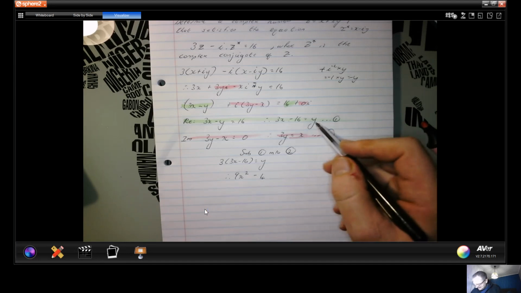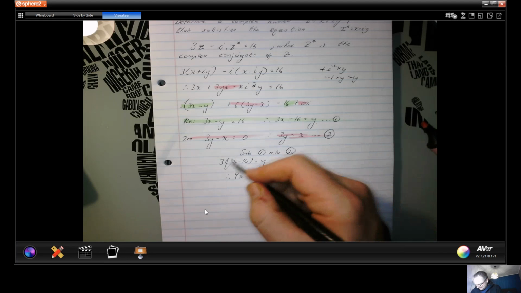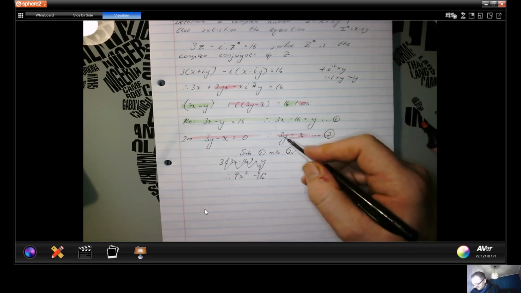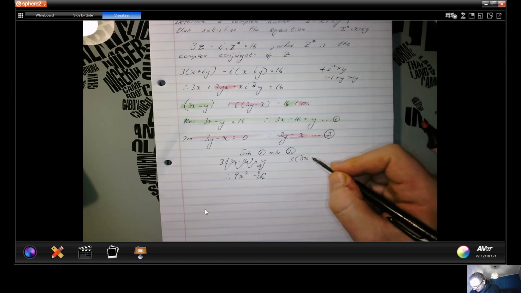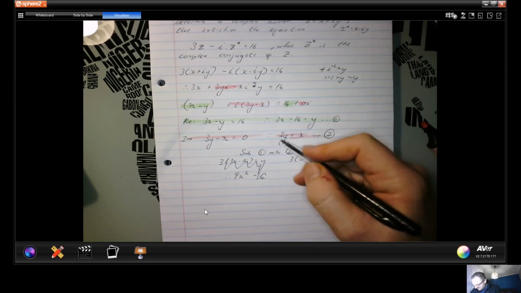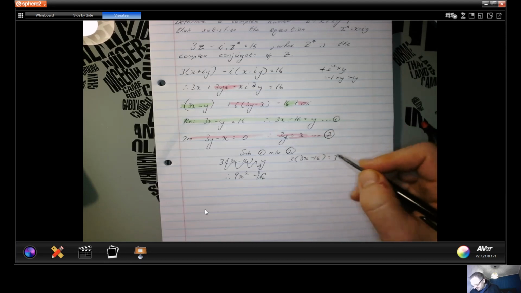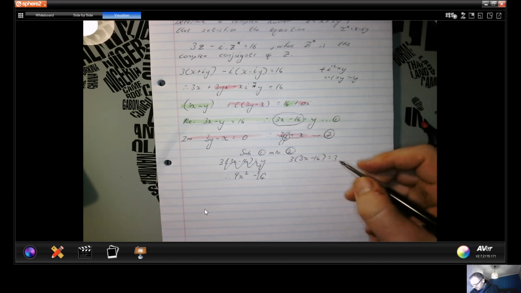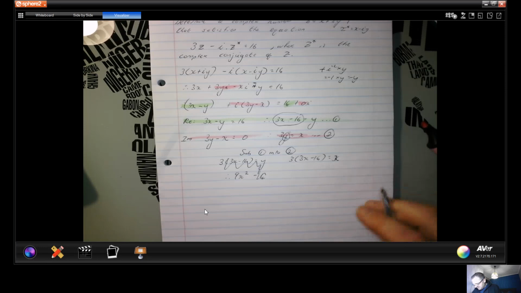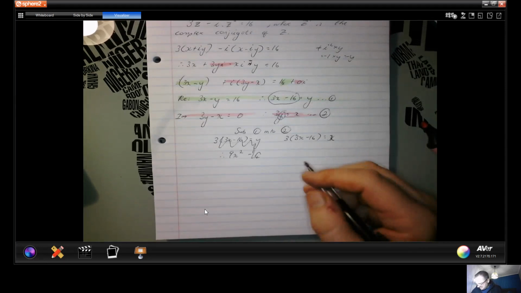Sorry guys. 3x minus 16 is equal to y. I'm subbing 1 into 2, so I'm replacing y with 3x minus 16. 3 times 3x minus 16. Okay, y is 3x minus 16, and 3y is equal to x. I've subbed y is equal to 3x minus 16 into there, so 3 times 3x minus 16 is equal to x.